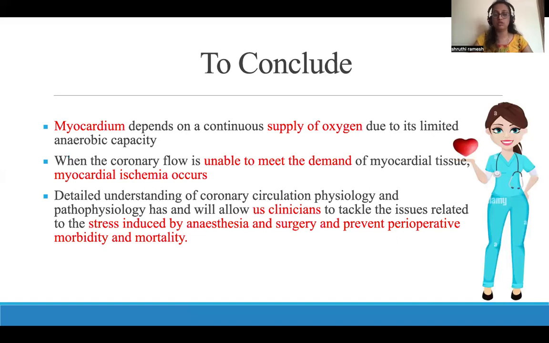In order to conclude, I would like to say that the myocardium needs a continuous supply of oxygen. Since its extraction is around 80% at rest and it cannot depend on anaerobic respiration, the demand has to be met by increasing the coronary flow. Whenever such demand is not met, it leads to myocardial ischemia.